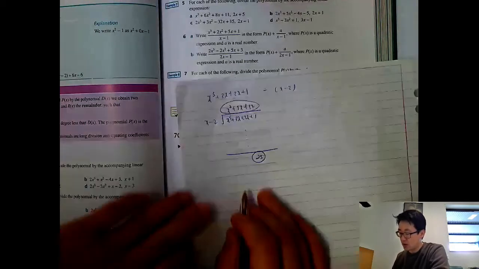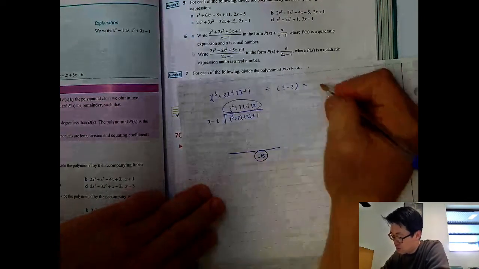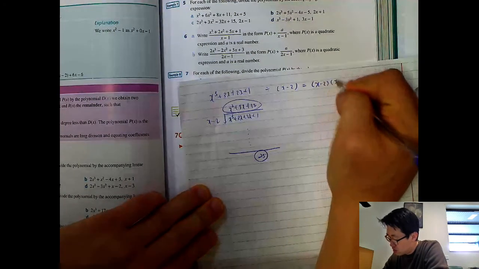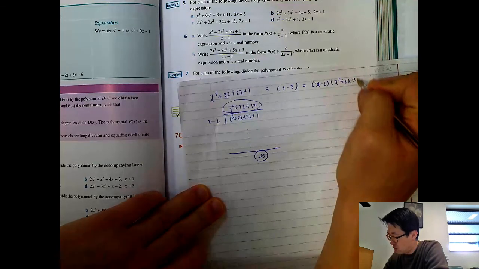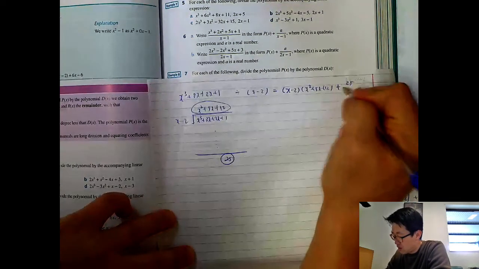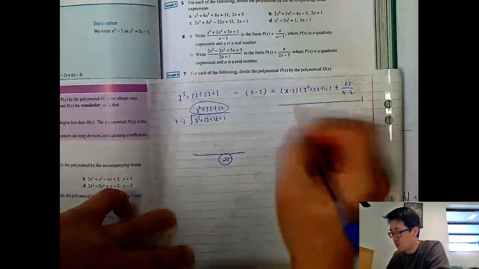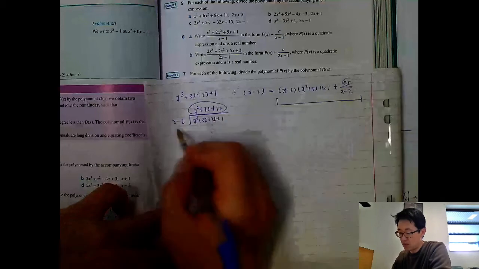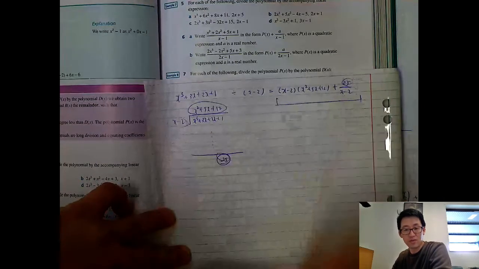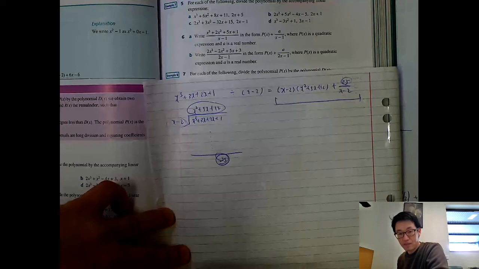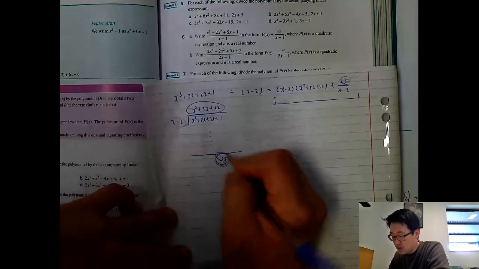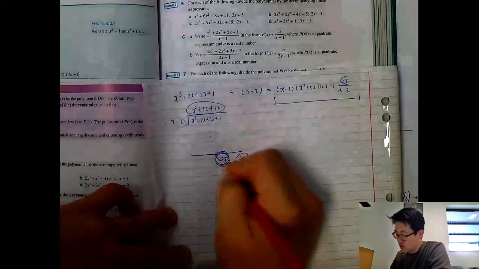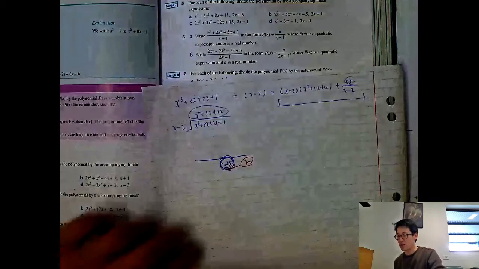Okay, and then I can write down this is equal to (x minus 2)(x squared plus 5x plus 12) plus 25 over (x minus 2). We did that last class, wasn't it? Write down the remainder, divided by the divisor, make sure it's divisor over divisor. But at least I know the remainder is 25. Okay, we get that.